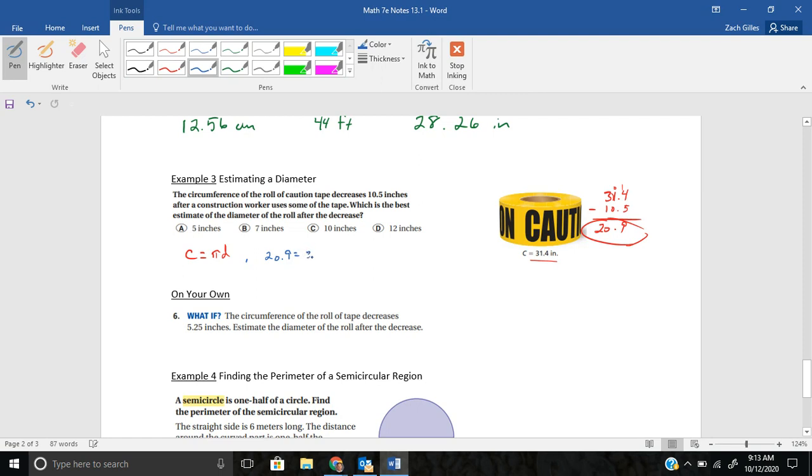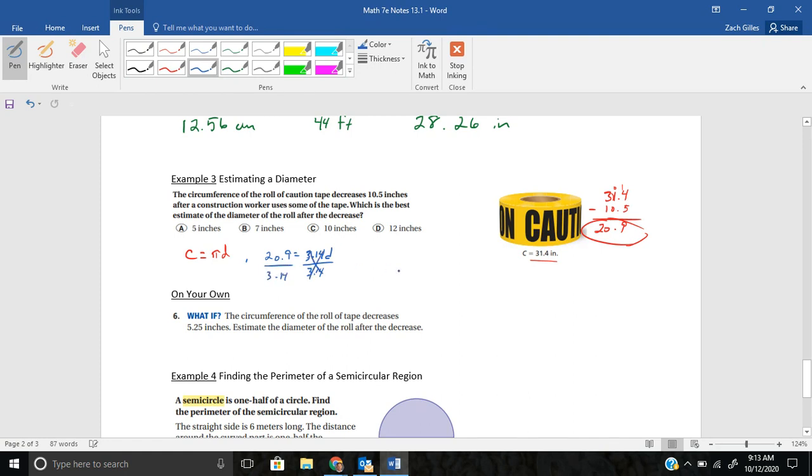Let's just write in 3.14 times my diameter. And I don't know my diameter. That's what I'm trying to find. So now I have a simple equation. 3.14 times d equals 20.9. To undo multiplying by 3.14, I divide by 3.14 on both sides.